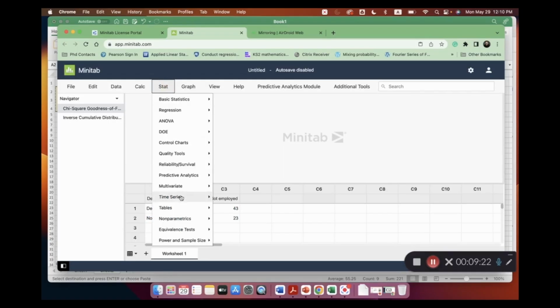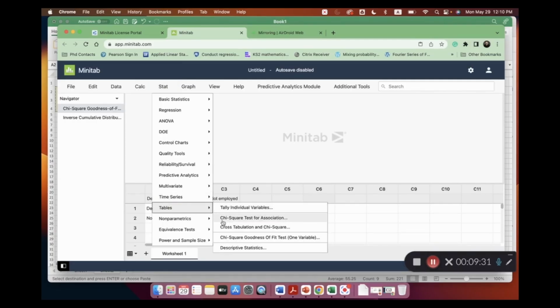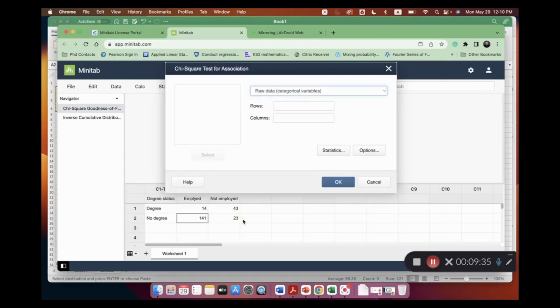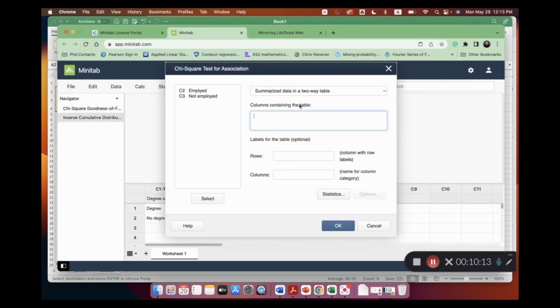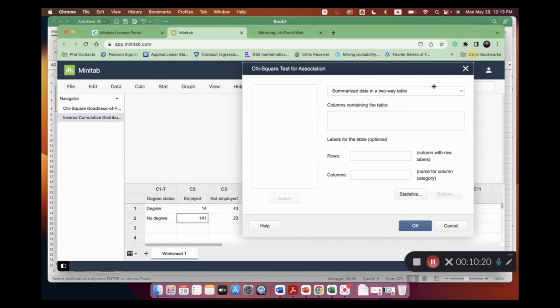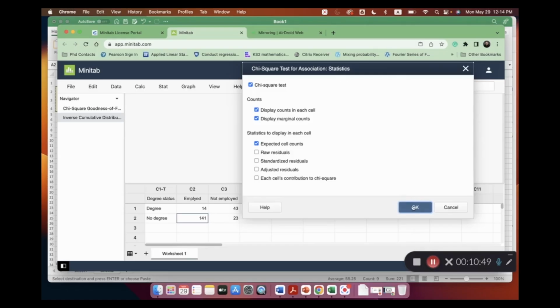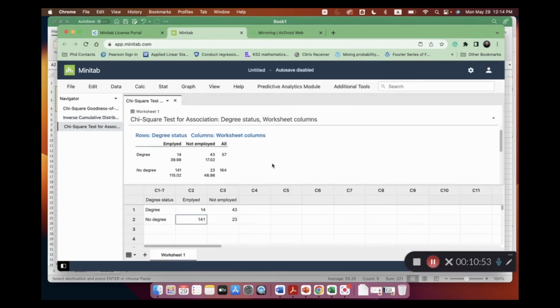So we're going to go to Stat, Table, and do the chi-square test for association. We have a two-way table. The columns containing the table, the data, are employed and not employed. Let me show it to you here. We have the data here, so I'm going to push these two. For the labels for the table, columns with row labels, we have the first one, which is degree status. I'm going to push it here. Then statistics, I will change nothing here. Then I'm going to say okay.